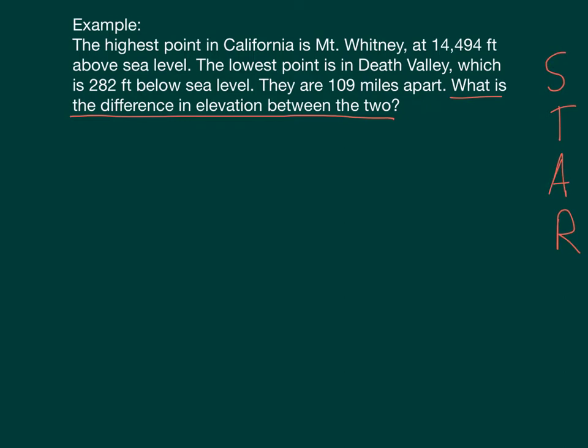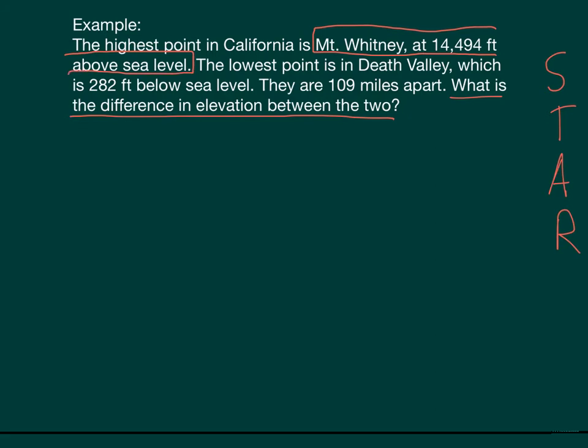My next step is to box the important information. So Mount Whitney is at 14,494 feet above sea level. This is going to be sort of a continuing, a wraparound box here. So I want to make sure that I have above sea level. That's going to be important.